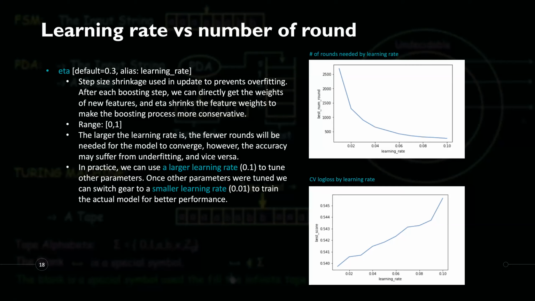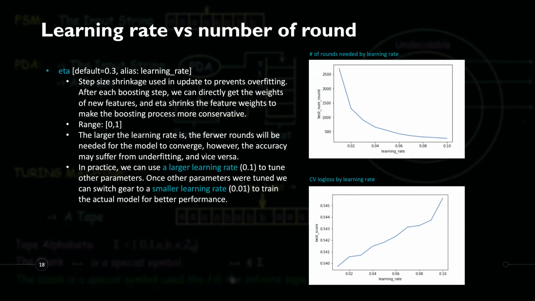With a larger learning rate, the model converges faster, or learns faster, but the model's performance may suffer from underfitting. But if we use a smaller learning rate, the accuracy could be better. The model's performance could be better. However, it may take a longer time to finish the training process, for the model to converge.